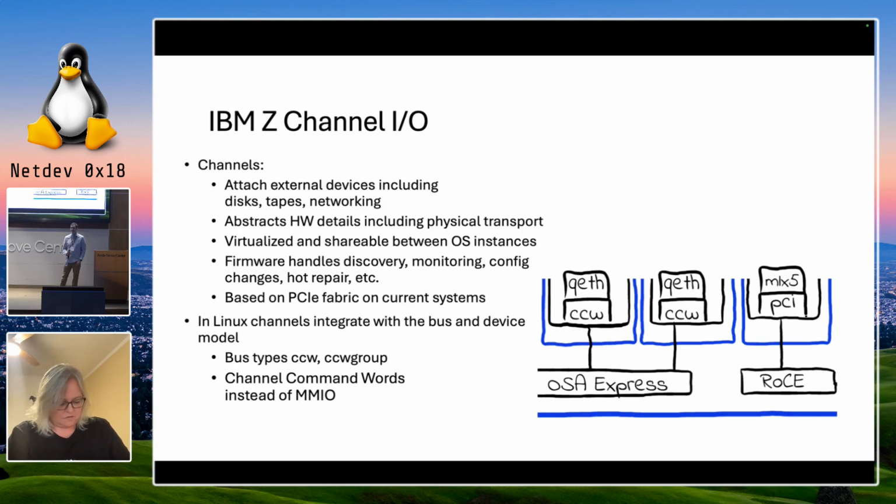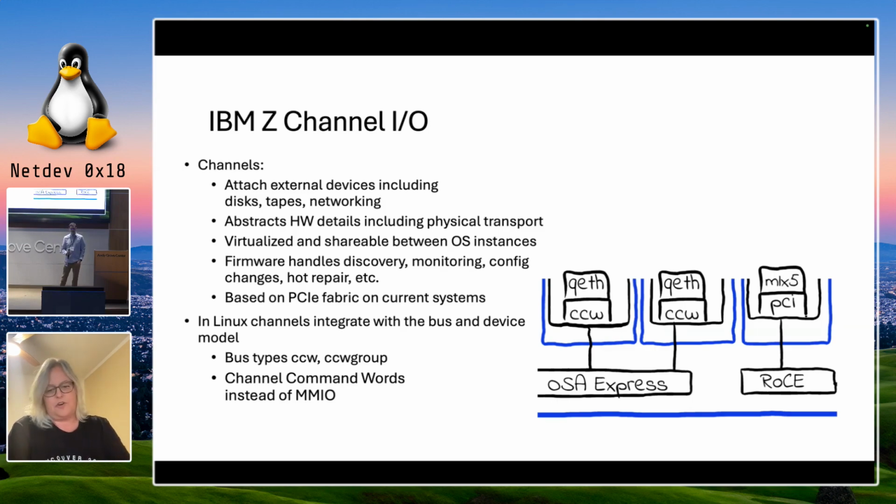And in Linux, this concept of channel devices is represented by the CCW bus that connects all the different devices. So in case of network, you can, for example, have a network card that is called OSA Express, Open System Adapter, but that is a real card. And then you have QETH devices in the operating systems.